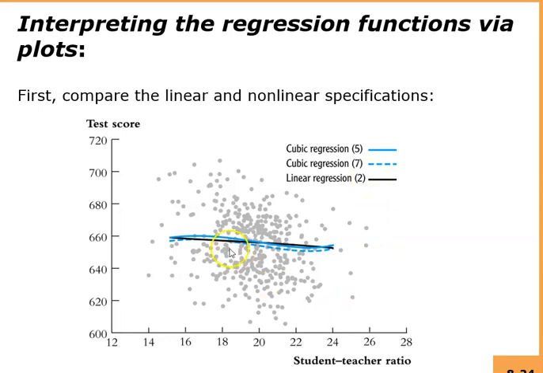So overall they're all pretty close to each other, but the only difference that I would say is that at higher student-teacher ratio, the relationship in both of the cubic regressions becomes flat when it comes to the effect on test scores.